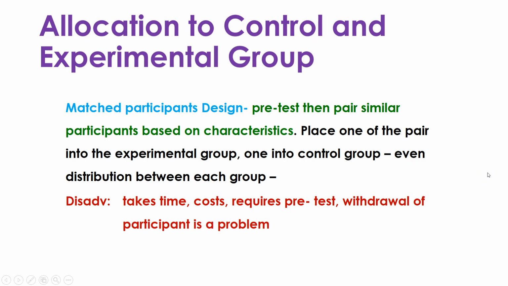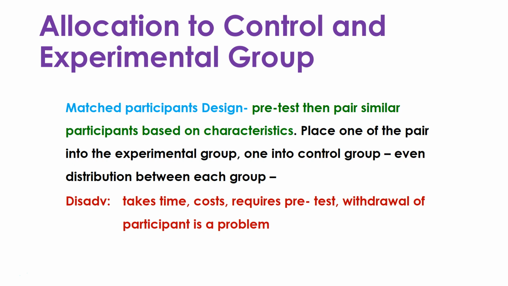Now the second type is called matched participants. This takes a little bit longer, and that's a big disadvantage. It tends to cost a fair bit, and you have to pre-test participants. Depending on the kind of research, if it's longitudinal research, one that goes for a long time, and any of the participants decide they don't want to be part of the research anymore, they can pull out. If they pull out, because they're in pairs, you lose two points of data, which is very problematic.